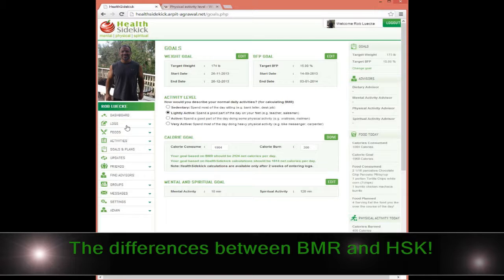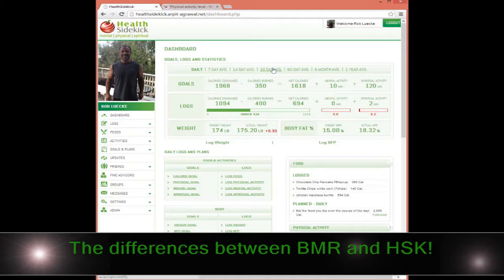1,614. Let me go back and look at my daily log and look at my 30-day. Wow, that looks pretty accurate. I want to lose a little over a pound, 1.04, and in the last 30 days I lost 0.84 pounds. So if I keep doing the same thing that I did last month, I'm going to lose about what HSK says.